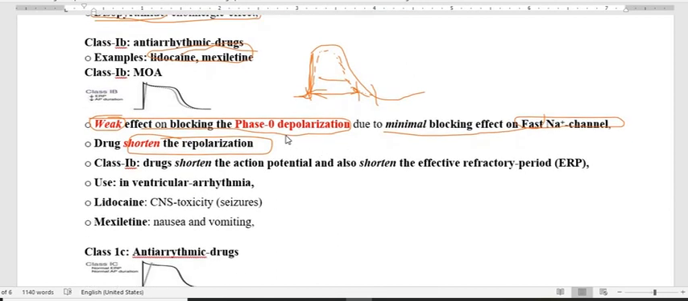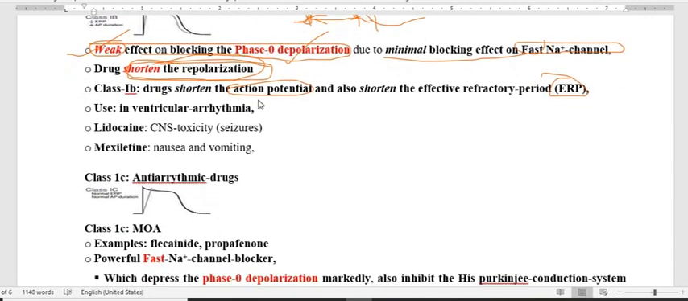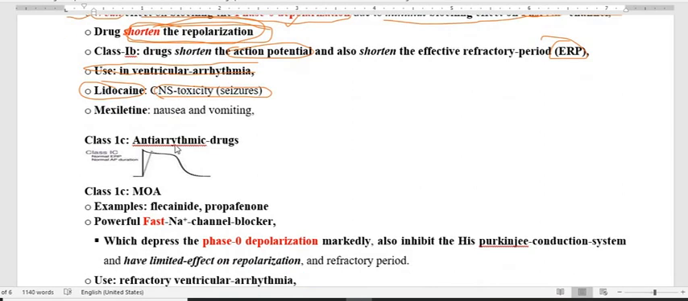They are also sodium channel blockers but weaker in nature, and in addition they shorten the repolarization phase, and because of that the action potential as well as the effective refractory period gets shortened, and the drug is used for ventricular arrhythmia. Regarding toxicity, lidocaine produces seizures because of CNS toxicity, and mexiletine produces side effects like vomiting and nausea.